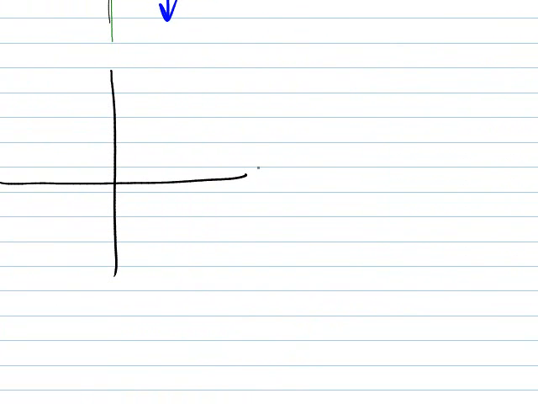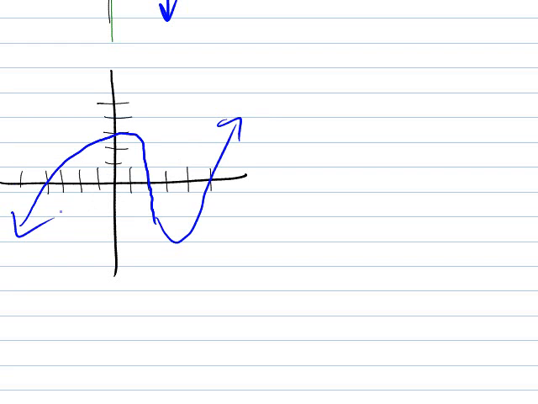You can actually have multiple x and y intercepts, so just because you find one, don't give up. So you could have a funky looking function that looks like this. I want to find my x-intercepts and my y-intercepts, so see if you can find these.